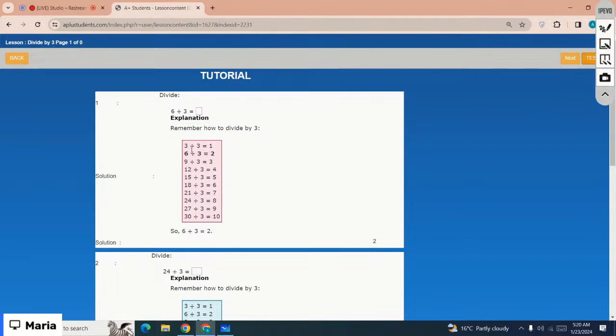Just look at this table. 3 divided by 3 is 1. That is exactly the opposite of the table, right? So that means division is opposite to multiplication.